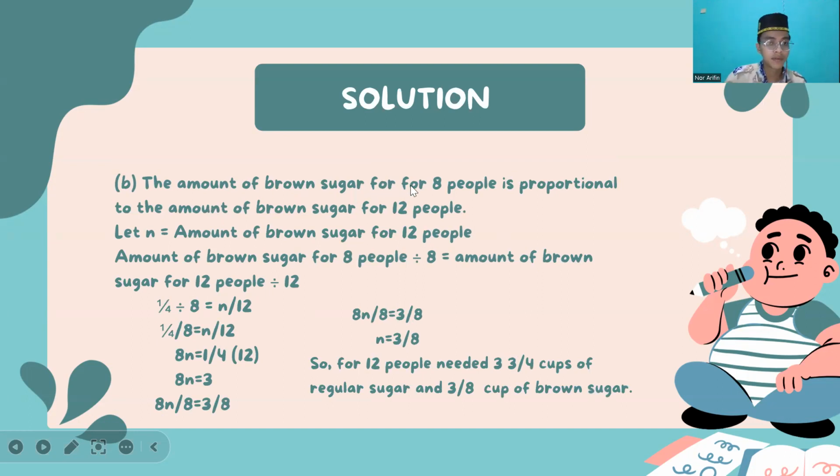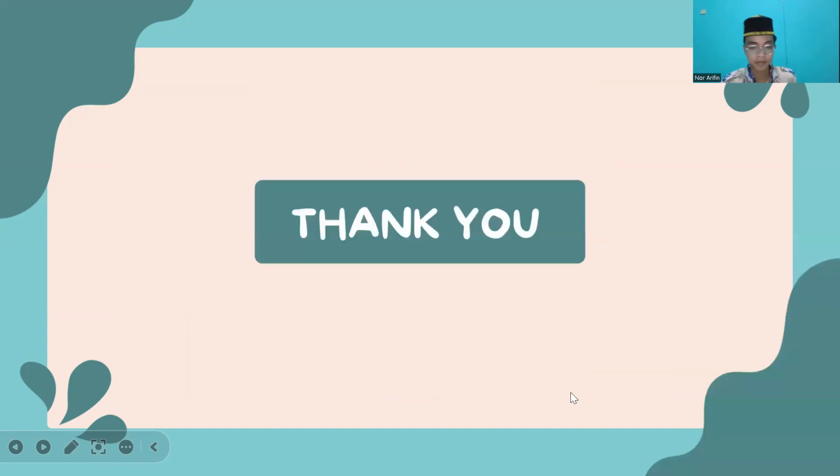Next, the amount of brown sugar for 8 people is proportional to the amount of brown sugar for 12 people. Let N be the amount of brown sugar for 12 people. The amount of brown sugar for 8 people is over 8, and the amount of brown sugar for 12 people is over 12. So 1/4 divided by 8 is N divided by 12. So we have N is 3/8. So for 12 people we need 3 1/4 cups of regular sugar and 3/8 cup of brown sugar.